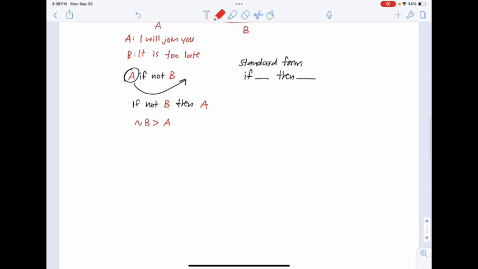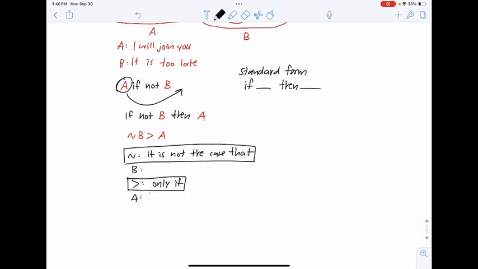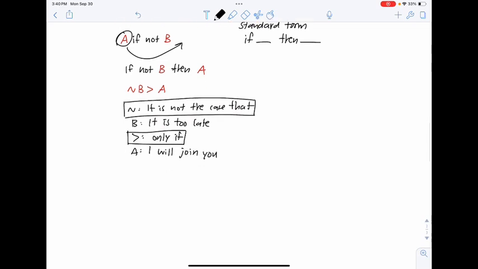Okay, and then translating this. So I copy pasted the Pseudo-English terms for not and only if. So now we're going to translate B and A again, or substitute B and A again. So that B is too late, and A is I will join you. So the final.